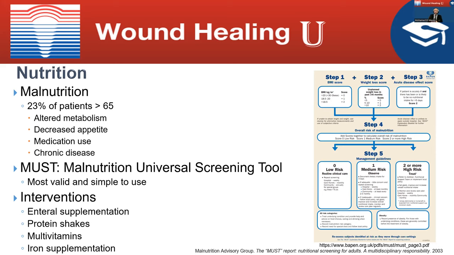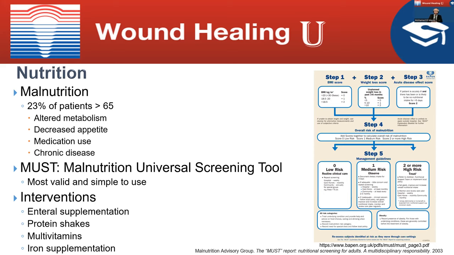Also, they are associated with decreased appetite, and all of those patients always have a lot of medication, so they will be having a lot of GIT upsets, along with other comorbidities and chronic diseases, which will be contributing to the malnutrition of those patients.